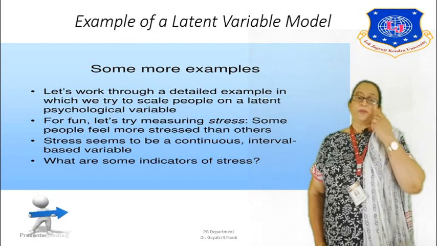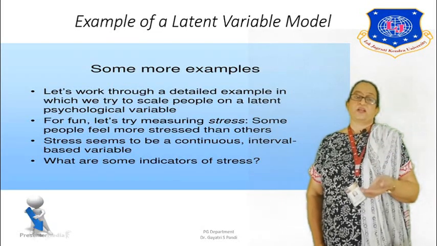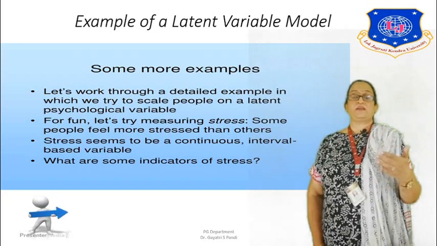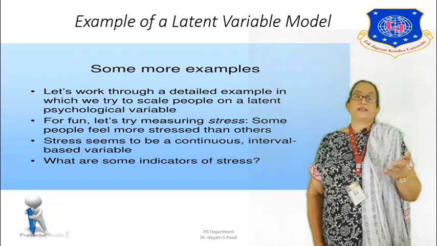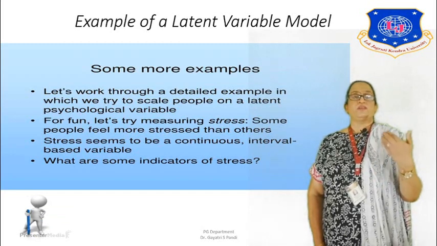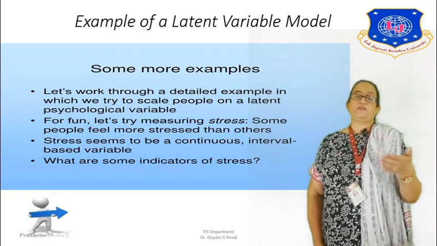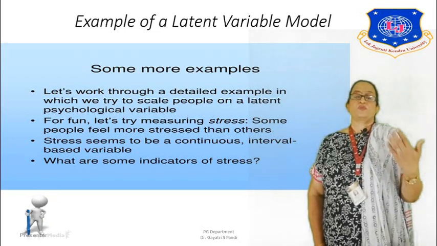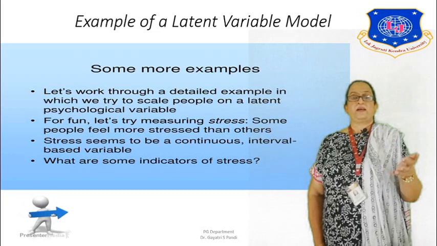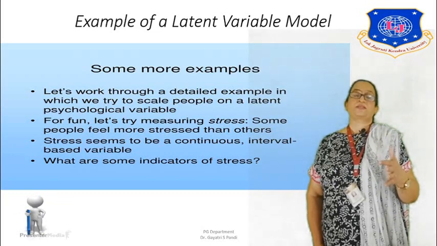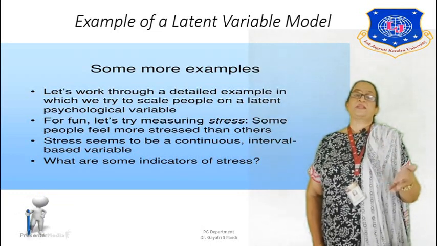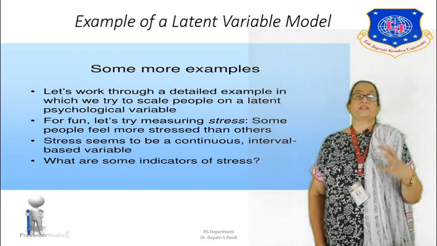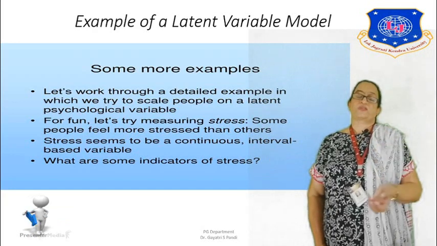Now, another example we discuss is about stress. A detailed example in which we are trying to scale people on a latent psychological variable. Okay? So, for fun, we try to measure stress, and some people feel more stressed as compared to others. Right? So, stress seems to be a continuous variable, and it is an interval-based variable. So, what are some of the indicators for stress? How do you identify that a specific person has some specific stress?